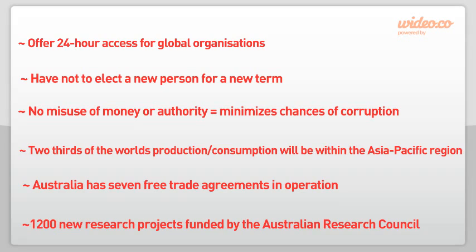Australia does not need to elect a new person for a new term. This reduces a heavy amount of expenditure on elections. There is no misuse of money or authority. Initially, this results in minimal chances of corruption.